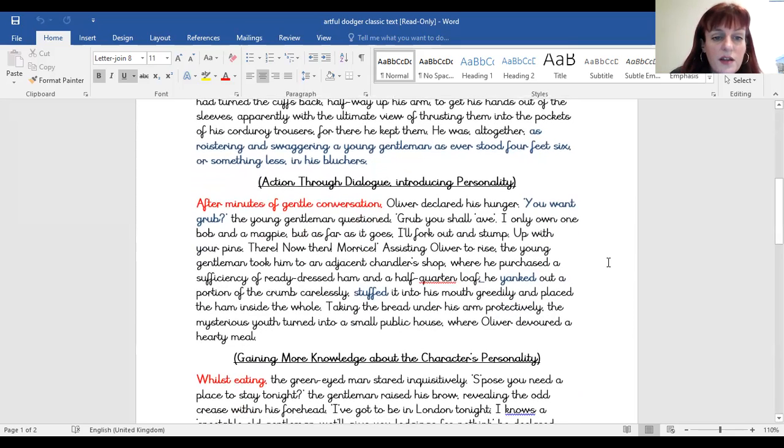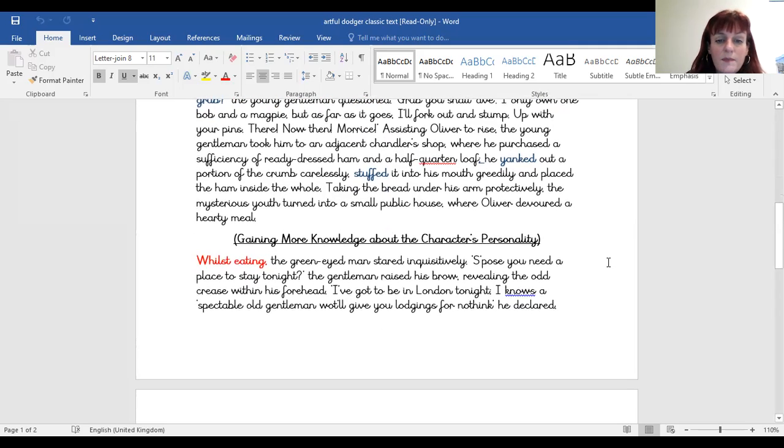"You want grub?" the young gentleman questioned. "Grub you shall have. I only own one bob and a magpie, but as far as it goes, I'll fork out and stump. Up with your pins. There, now then, Maurice." Assisting Oliver to rise, the young gentleman took him to an adjacent chandler's shop, where he purchased the sufficiency of ready-dressed ham and half-quarter loaf. He yanked out a portion of the crumb carelessly, stuffed it into his mouth greedily, and placed the ham inside the hole. Taking the bread under his arm protectively, the mysterious youth turned into a small public house where Oliver devoured a hearty meal.